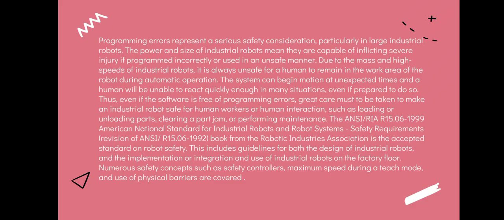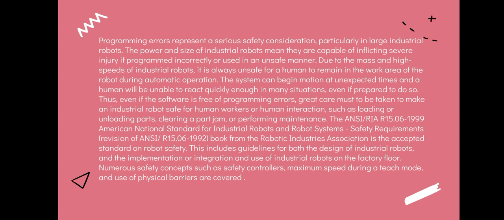Safety considerations. Programming errors represent a serious safety consideration, particularly in large industrial robots. The power and size of industrial robots mean they are capable of inflicting severe injury if programmed incorrectly or used in an unsafe manner. Due to the mass and high speeds of industrial robots, it is always unsafe for a human to remain in the work area of the robot during automatic operation. The system can begin motion at unexpected times, and a human will be unable to react quickly enough in many situations, even if prepared to do so.